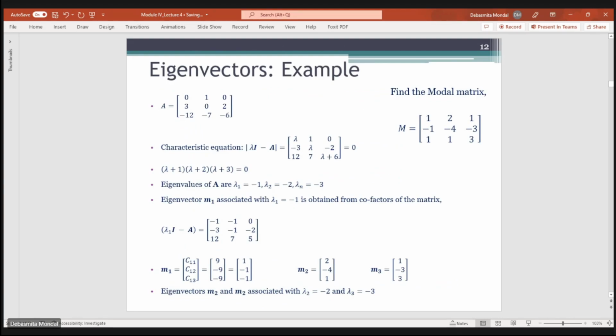So this will become a little bit more clear. That was the concept of how to find the eigenvectors of your system. Now let us do an example, then things will be much more clear.